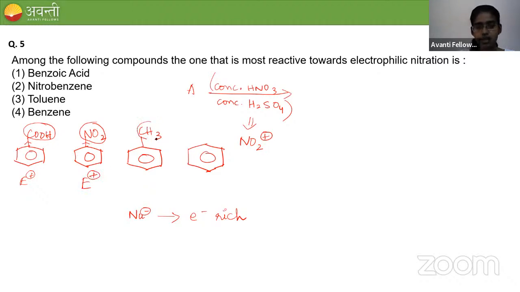Here CH3 is an electron donating group which makes the system more nucleophilic in nature. Here we have benzene, and the attached atom is hydrogen. It neither donates nor withdraws the electron, just the ring, it is benzene. When we compare these two compounds, toluene is more nucleophilic in nature. So the NO2 plus electrophile can approach this nucleophile more easily, and toluene is more reactive towards electrophilic nitration. Is this clear? So option 3, toluene, is the correct answer for this question.